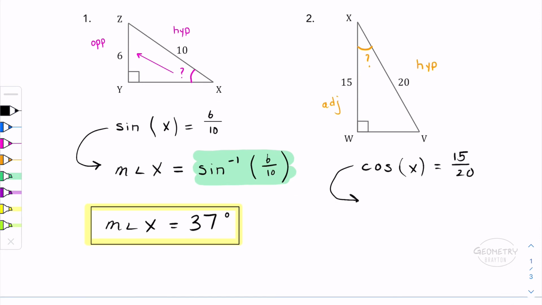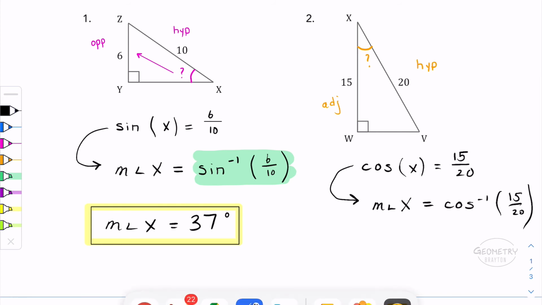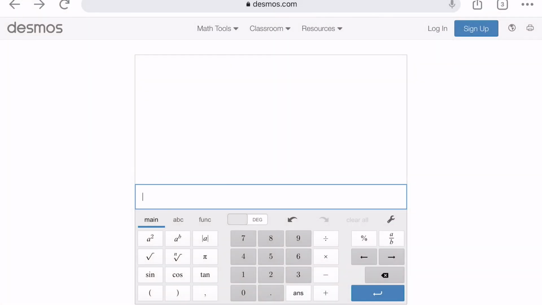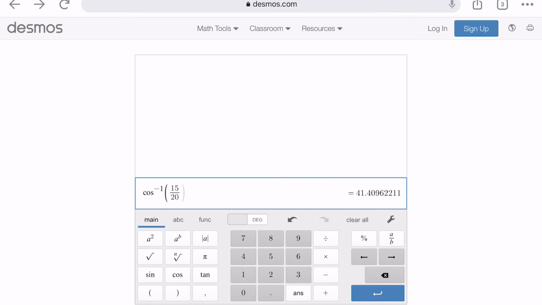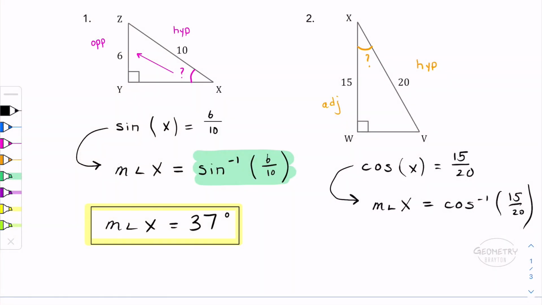From here we need to change it to the inverse, which tells us we're looking for the measure of angle X, and it's equal to the cosine inverse of 15 over 20. I go to my calculator. I use inverse cosine of 15 divided by 20. And over there on the right side of my screen, rounded to the nearest degree would be 41 degrees. So in number 2, the measure of angle X is equal to 41.